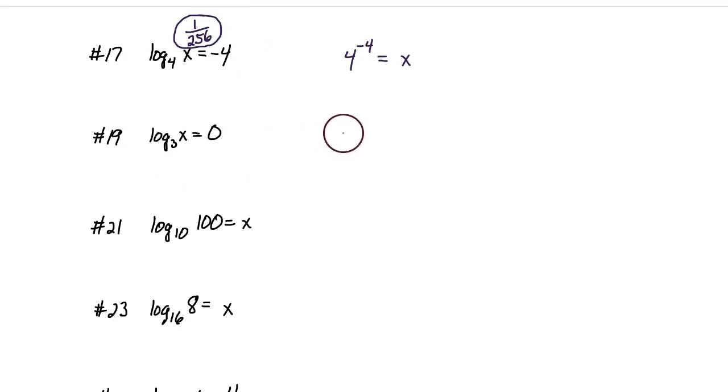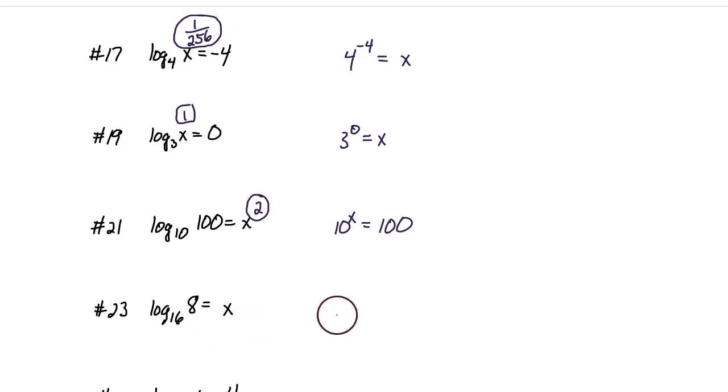Number 19, 3 to the 0 power is equal to x, so what's x? x is a 1. Number 21, 10 to the x power equals 100. What does x have to be? 10 to what power makes 100? x has to be 2.